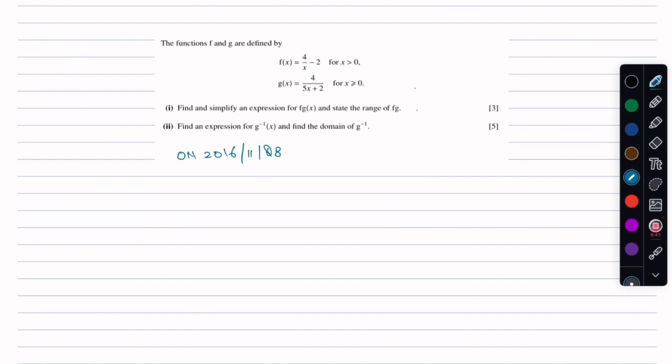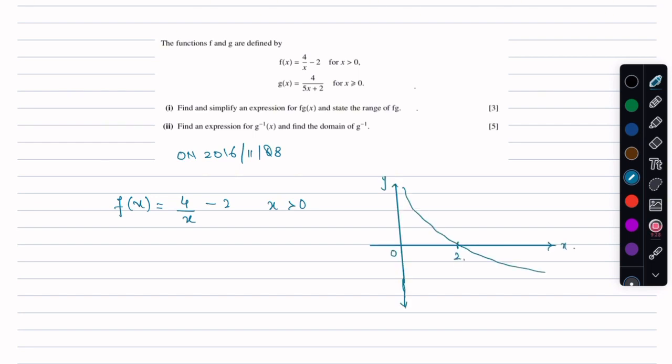The question says the functions f and g are defined by f(x) equals 4 by x minus 2 for x greater than 0. Definitely for x greater than 0, it is an asymptotic function, 4 over x minus 2. So for x greater than 0, the function value is asymptotic towards the y-axis, and when it is towards the y-axis, it's an asymptotic function.